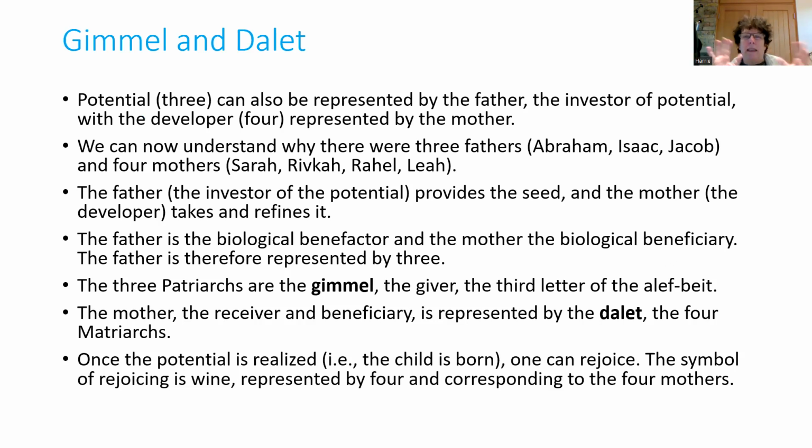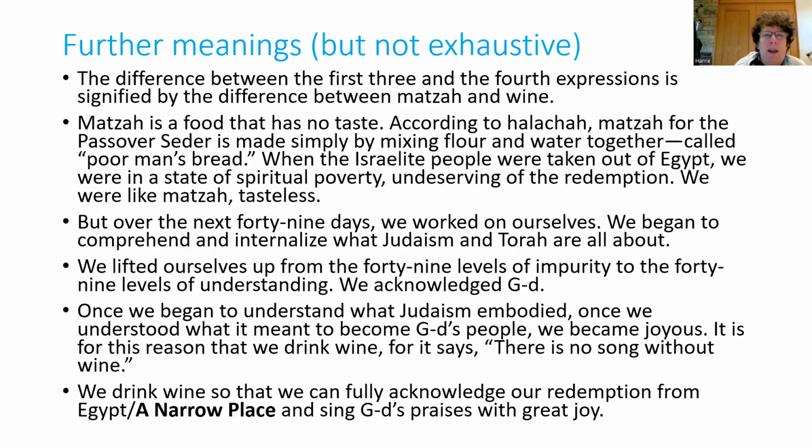So the Dalet has this beneficiary. Gimel and Dalet have this benefactor and beneficiary. So the father is the sort of Gimel, and the mother is the Dalet. The giver of the 3rd letter, the mother, the 4th, the receiver, the beneficiary. Once the potential is realized, of course, one rejoices. We rejoice with wine, and these 4 cups of wine, of course, at Pesach that we rejoice with.